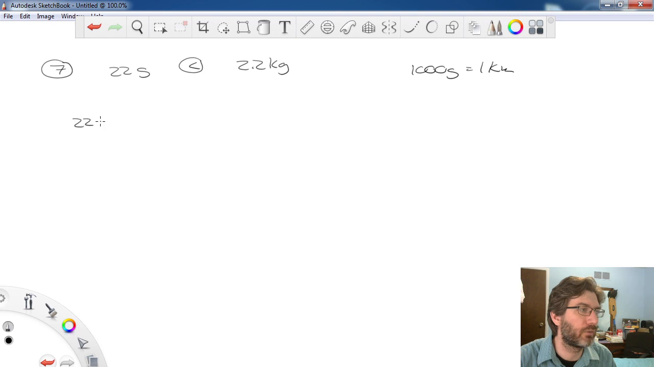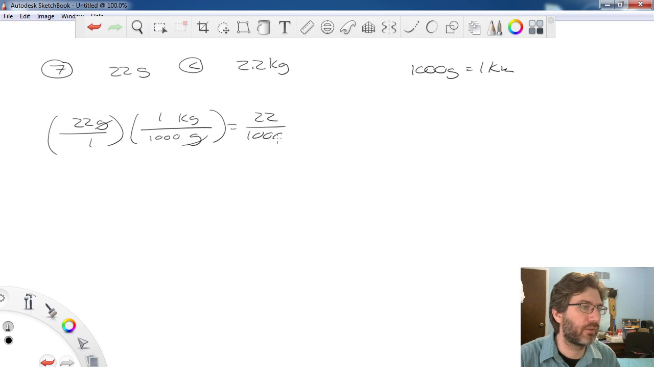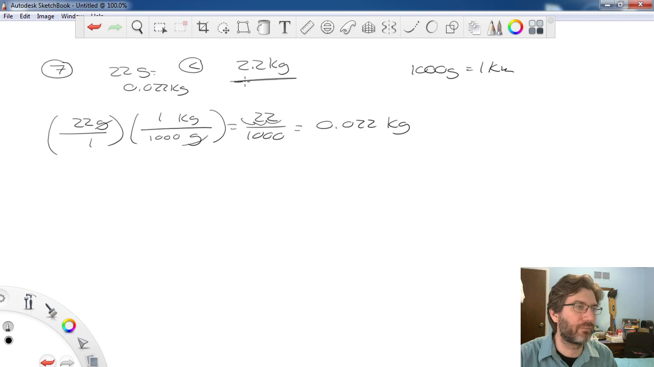So let's take 22 grams and make them kilograms. You know that there are 1,000 grams in 1 kilogram. Again, grams need to cancel, so you're going to get 22 over 1,000, which is equal to 0.022 kilograms. And then that one's clearly larger.